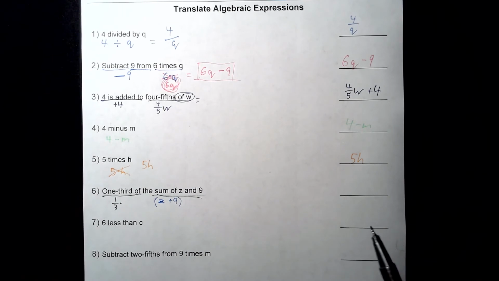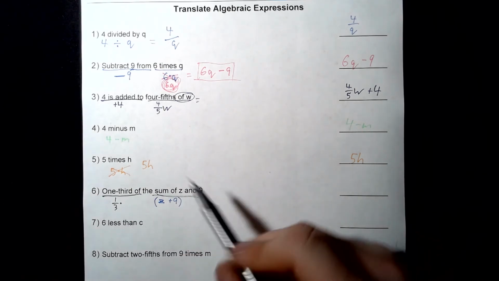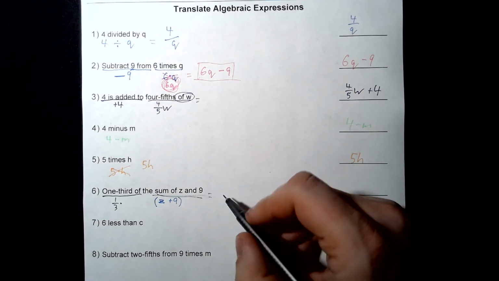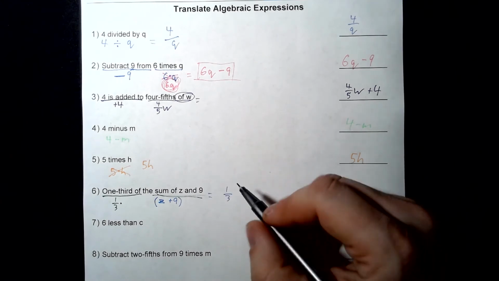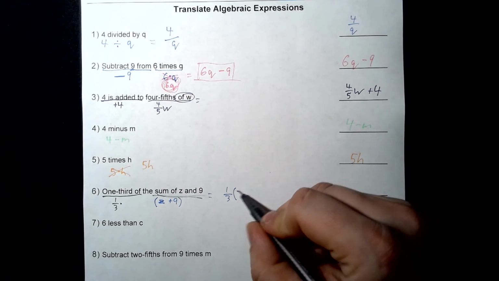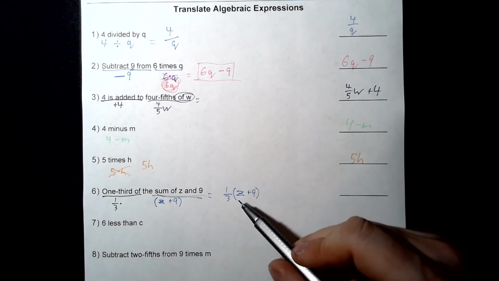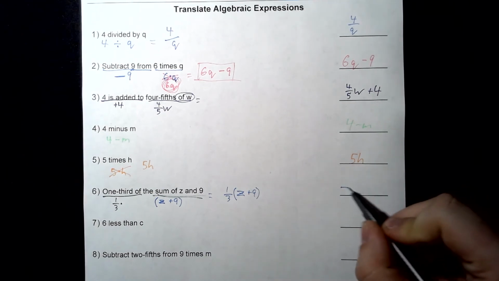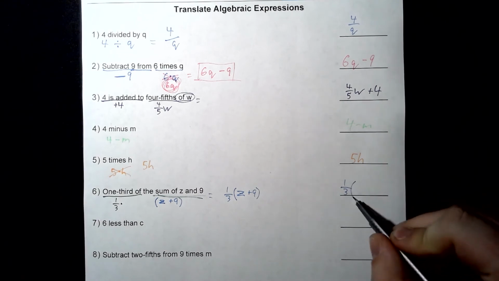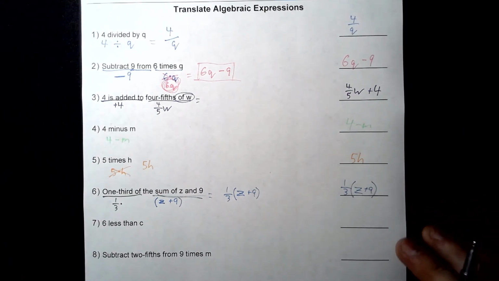And for number 6, we have 1/3 of the sum of z and 9. If you recall from previous units, whenever you have a number next to parentheses, it means to multiply. So we do not need to write the multiplication symbol between the 1/3 and z plus 9. 1/3 times the quantity z plus 9 in parentheses.